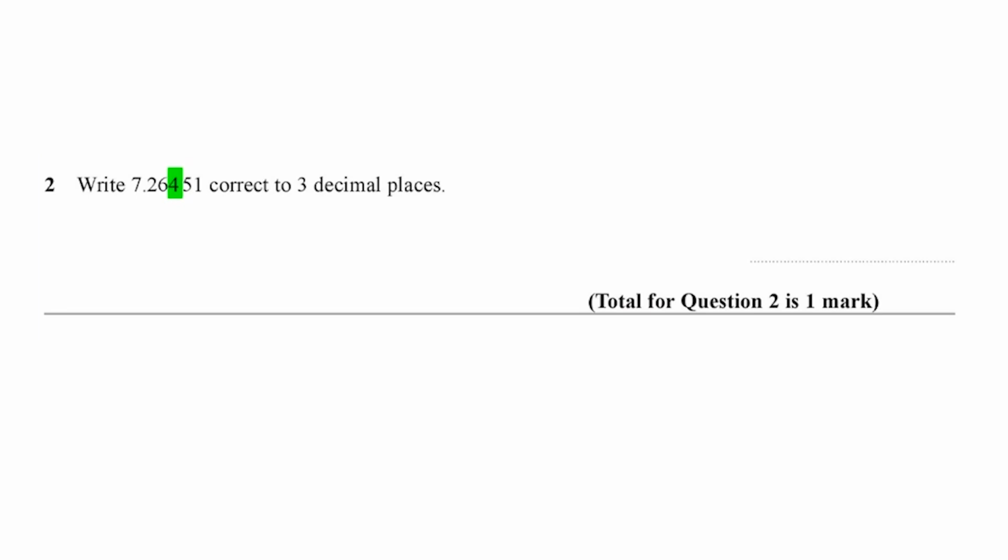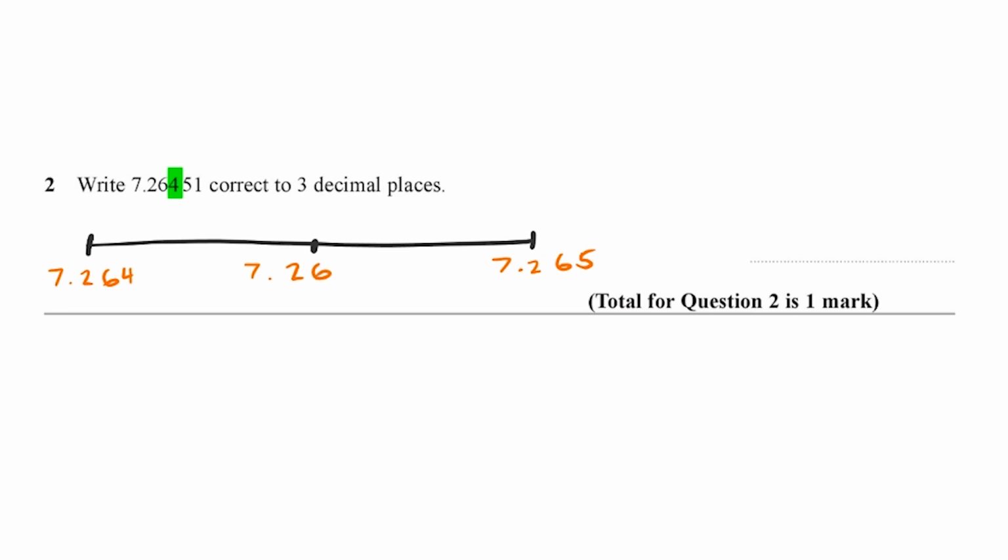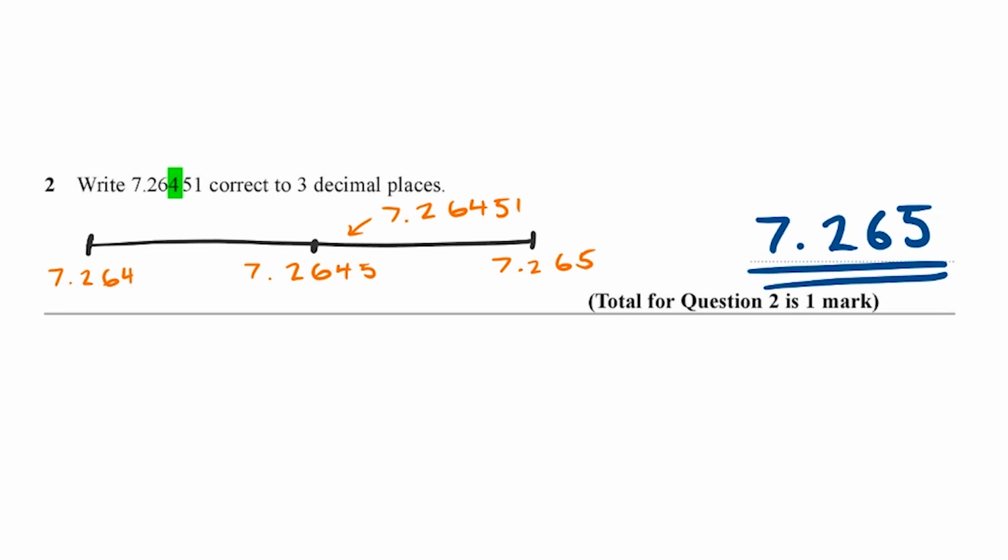next number? And the way I think of it is as a number line with 7.264 at one end and 7.265 at the other. Well, halfway in between those two is going to be 7.2645, right? That's halfway in between those two. Well, the number that we're talking about is slightly bigger than that. It's 7.26451. So just ever so slightly beyond halfway. Therefore, it's closer to 7.265. So when we're rounding it off, we would round it off to 7.265.